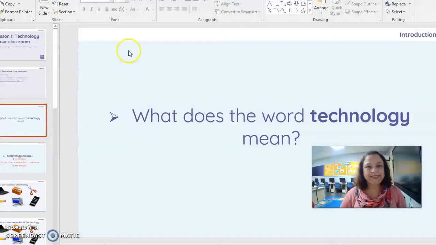But Miss Ada forgot to tell you something about the word technology. Today we are going to talk about technology because there is a difference between technology and information technology, which we do here in the computer lab with the computers. I forgot to mention this difference, so today Miss Ada is going to show you the difference, okay? So let's go to our presentation.